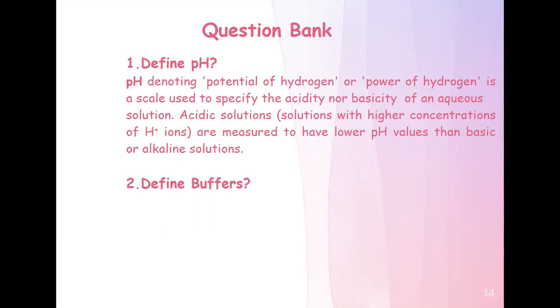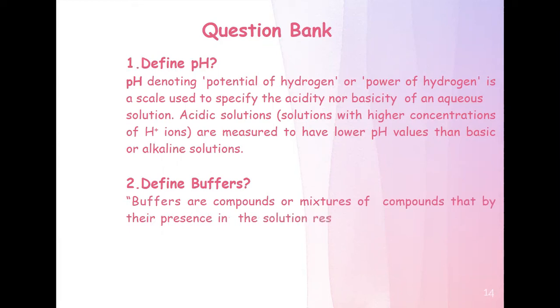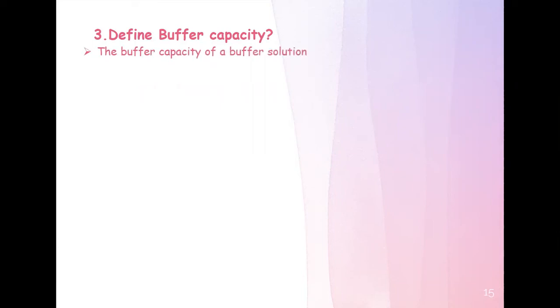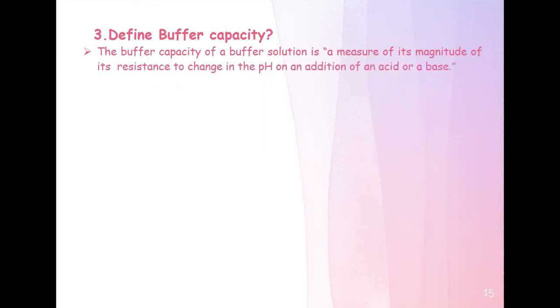Then define buffers. Buffers are compounds or mixtures of compounds that by their presence in a solution resist changes in pH upon addition of small quantities of acid or alkali. Then define buffer capacity, that is beta value. Buffer capacity of a buffer solution is a measure of its magnitude of resistance to change in pH on addition of an acid or base.